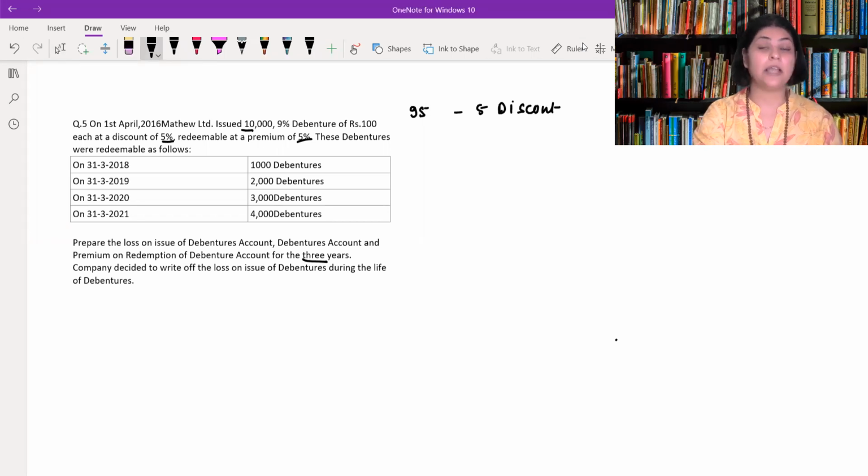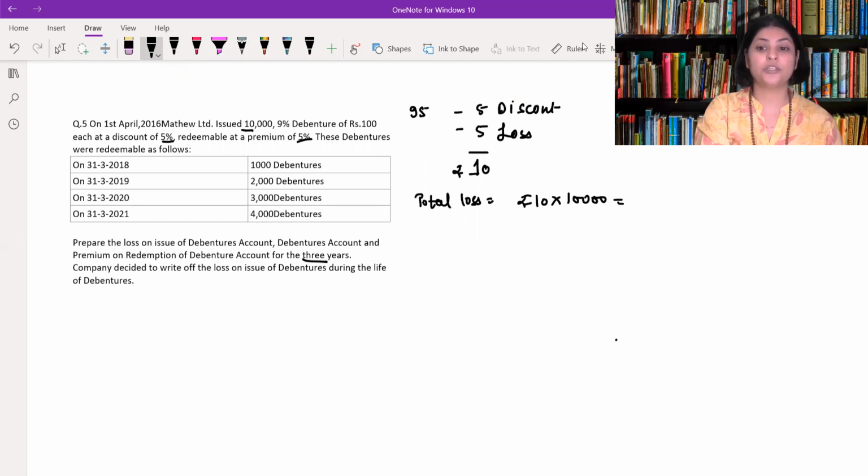And redeemable at a premium. So at the time of redemption, company is paying to the debenture holder for each debenture 105 rupees. So again, this 5 rupees is loss on issue of debenture. So if we talk about the total loss which a company is going to suffer, total capital loss is rupees 10 per debenture. So total loss on issue of debenture will be rupees 10 multiplied by the number of debentures which company has issued. Company has issued 10,000 debentures. So the total loss suffered by the company is 1 lakh rupees.